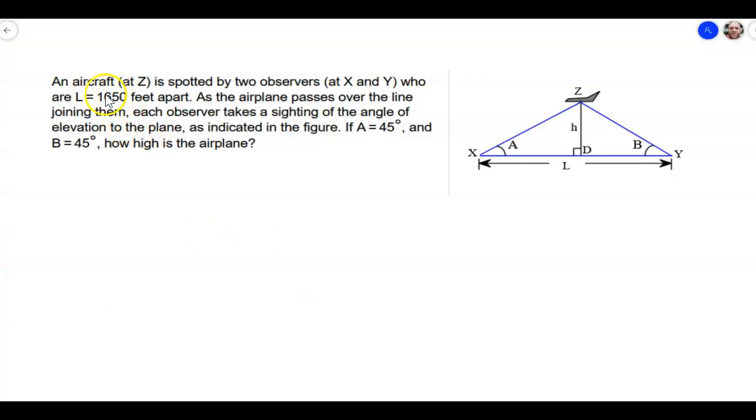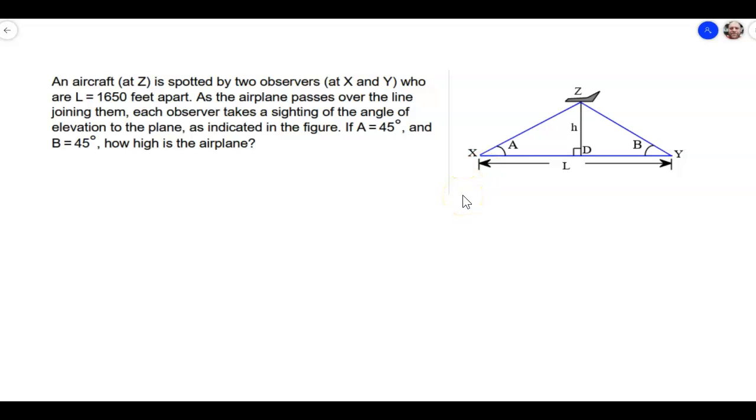Today I want to take a look at a question from section 8.2, number 10. It says an aircraft at sea, right up here, is spotted by two observers at X and Y, so one observer here, one observer there, who are L equals 1650 feet apart from each other, so this distance here.